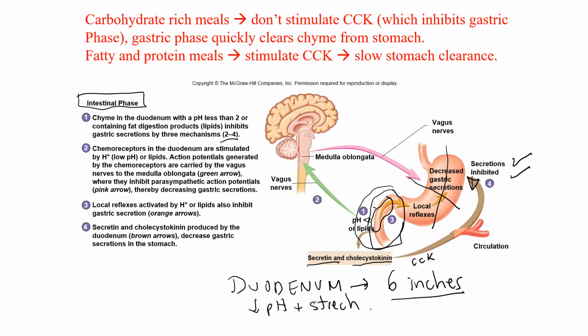A carbohydrate-rich meal will not stimulate CCK, which means the gastric phase will continue, making the chyme in the stomach pass quickly from the stomach into the duodenum. On the other hand, a meal rich in fats and proteins stimulates cholecystokinin secretion, meaning the stomach will stop, giving more time in the duodenum for these foods to be digested.